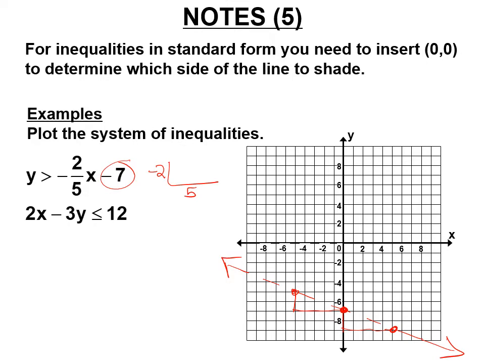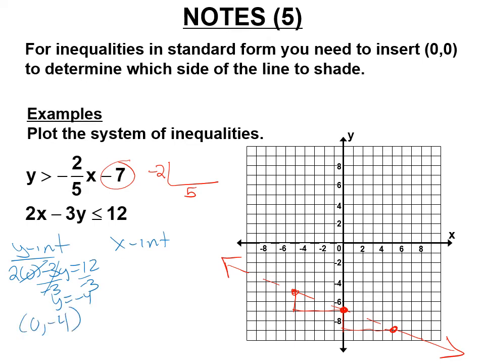Now, this bottom one is in standard form. Now, we could rewrite it in slope-intercept, but it's usually faster just to find the intercepts. So to find the y-intercept, you make x equal to 0, and you do this with equal signs. Divide both sides by -3, so y equals -4, so its y-intercept is (0, -4). Then the x-intercept, where y equals 0. Divide both sides by 2, x equals 6, so (6, 0) is the x-intercept. And it's going to be a solid line because there's an or equal symbol right there.